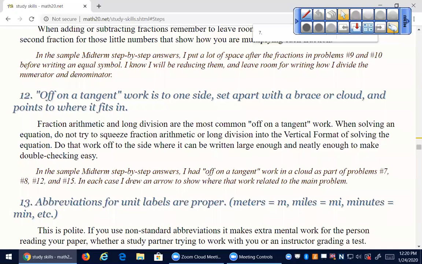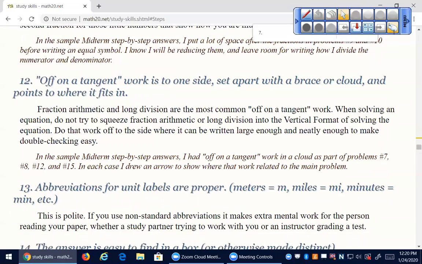You'll see that. When you use labels, use the right labels, and the ones that cause problems in this class are the M's. Meters is M, miles is MI, minutes is MIN. So don't confuse me or the people you're working with by using the wrong M's.